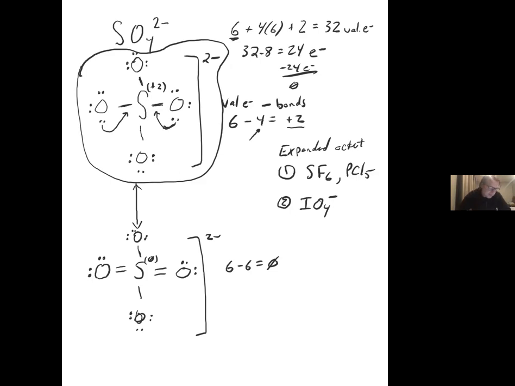2 extra bonds to give 2 double bonds. No triples, just double bonds, okay? And there you go. So there's your expanded octet.